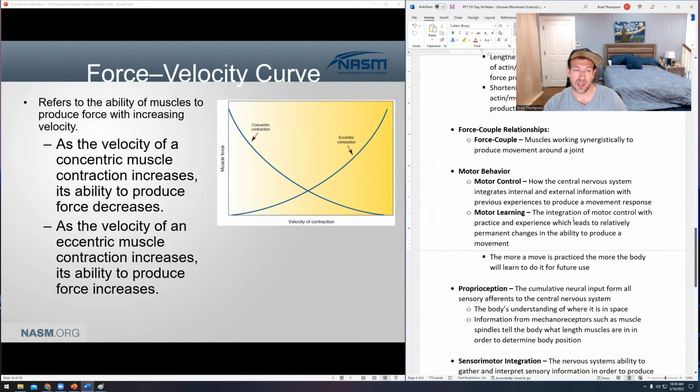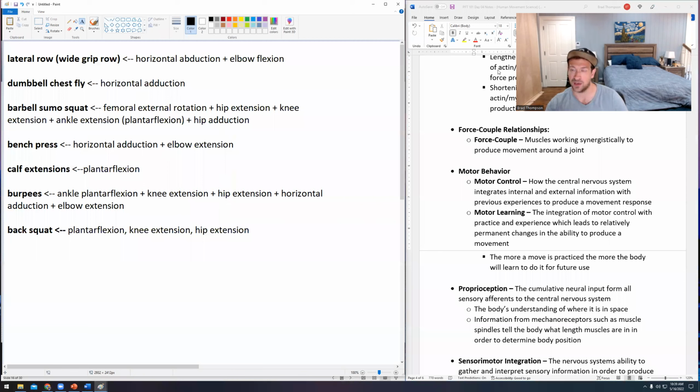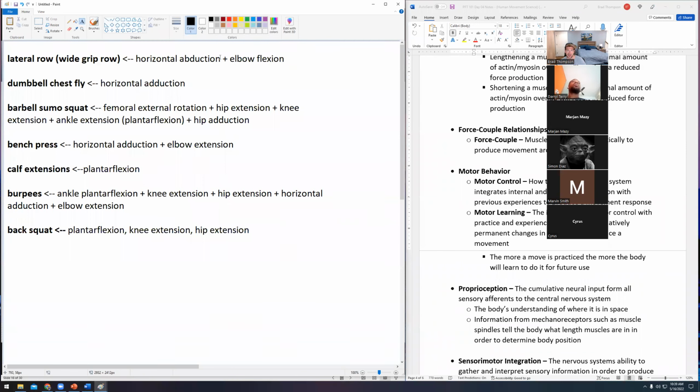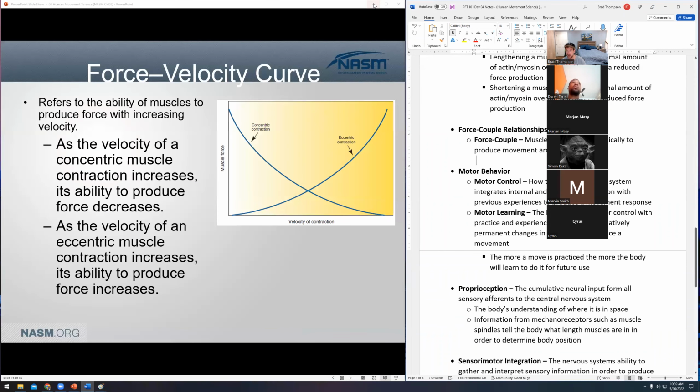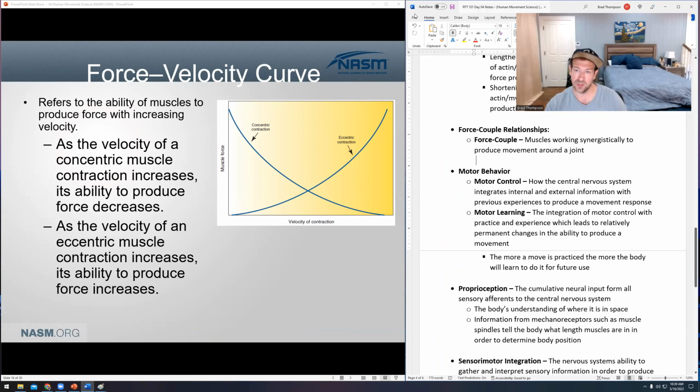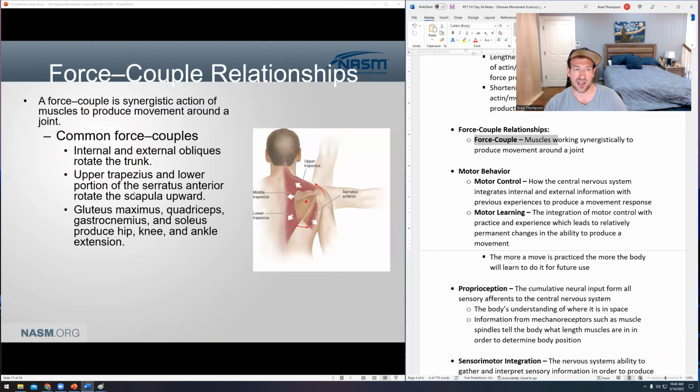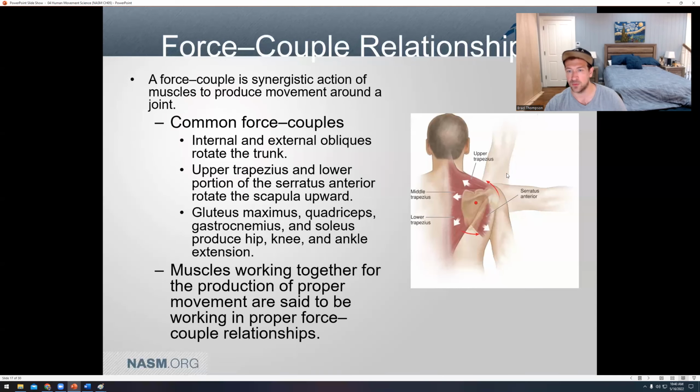All right, so a couple other terms here. We've got force couples. These are muscles that work together synergistically. So obviously, all these exercises we picked earlier, I didn't just list one thing happening. I list multiple things happening, which means multiple muscles are working to make that happen. That's what we refer to as a force couple. So force couples are muscles working together to produce that movement around a joint.